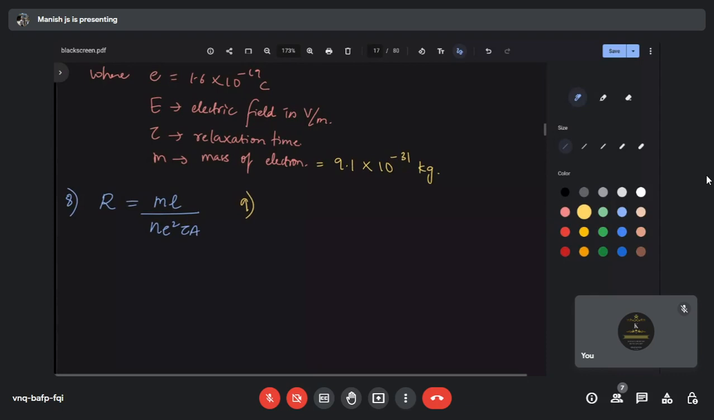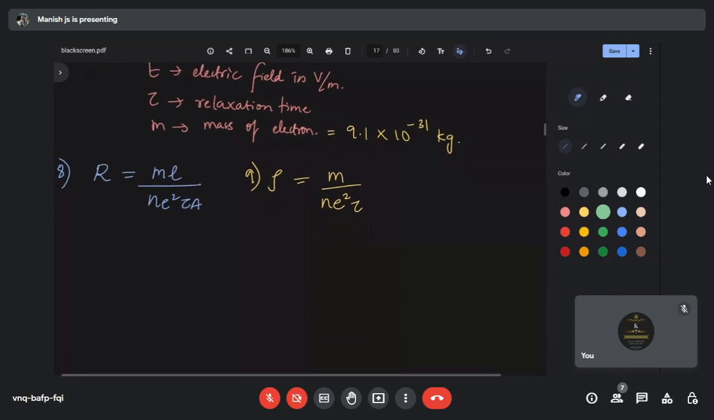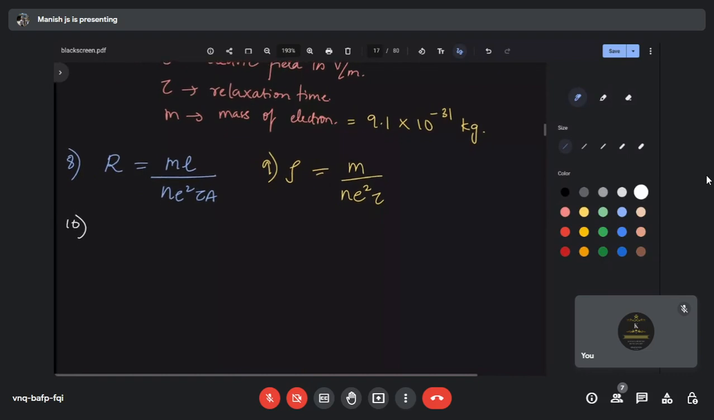Then moving on. I'm just showing you all the different combinations. Next we have resistivity also in terms of mass, number of electrons, N e square times tau. So this is also one more formula. Okay. And the tenth one, quantization of charge.